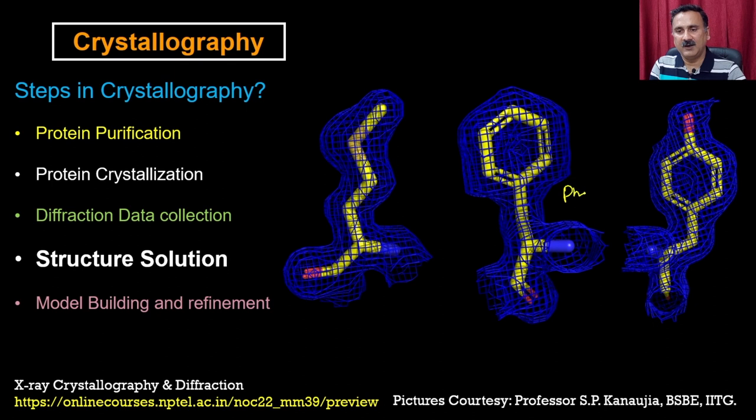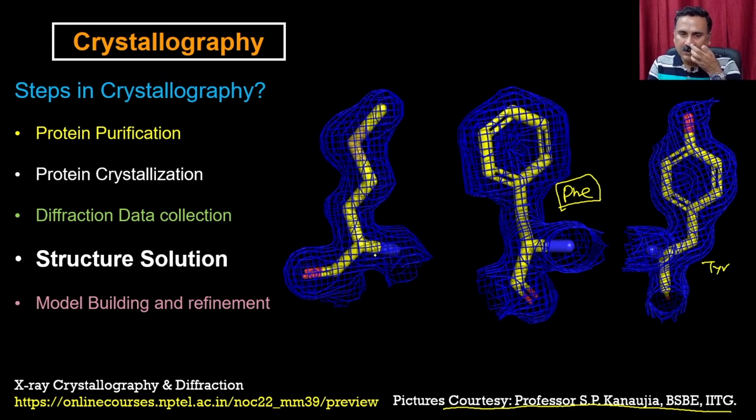This is the phenylalanine you see. This is the phenylalanine ring, and it is connected to the main chain. All these pictures are also provided by the professor. And these are the tyrosines you see, and so on.